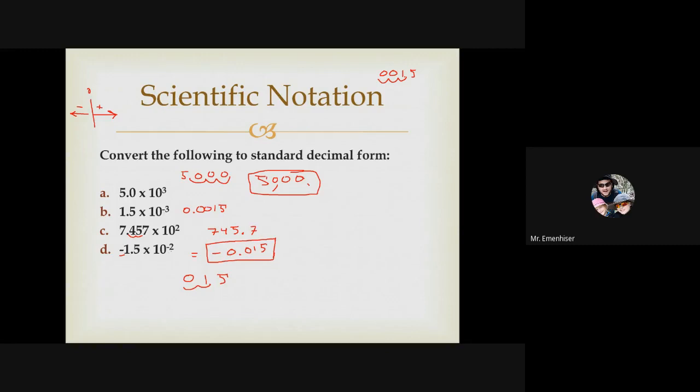Okay, remember a negative exponent, 10 to the negative 2, just means 1 over 10 to the 2, or 1 over 10 times 10, which is 0.01, or 1 out of 100.